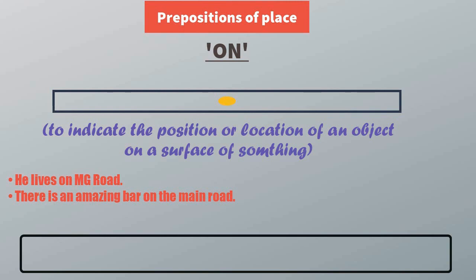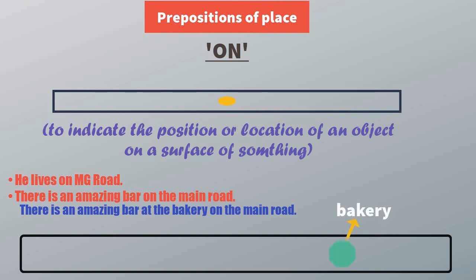Now guys, understand, it's very important. If you want to point out that particular location, you will use at to indicate that. How? There is an amazing bar at the bakery on the main road. At the bakery means close to the bakery, near the bakery, on the main road. Let's suppose this is where the bakery is. This is the bakery. So the bar is close to it, maybe here or here. Alright? So that's one way to use on.